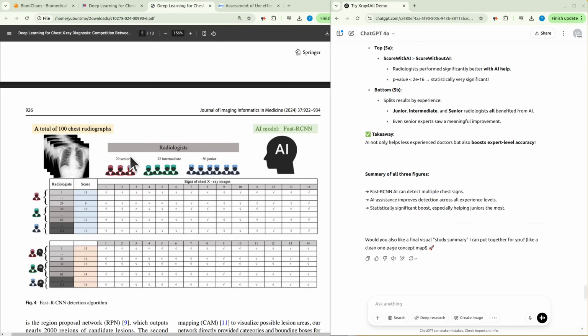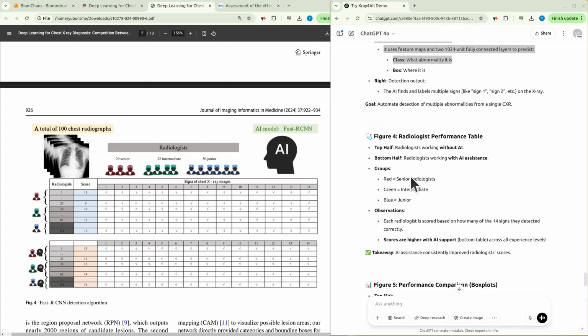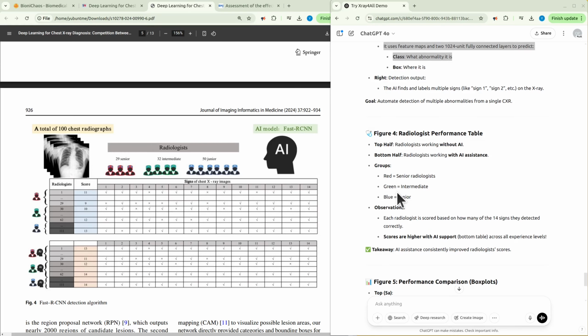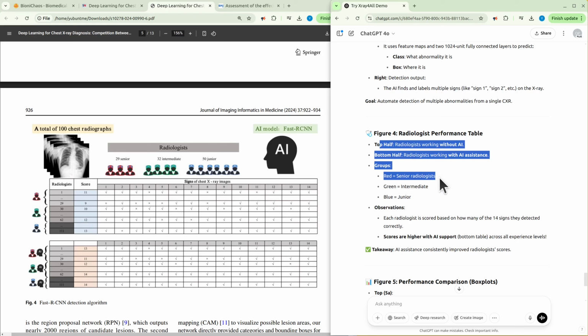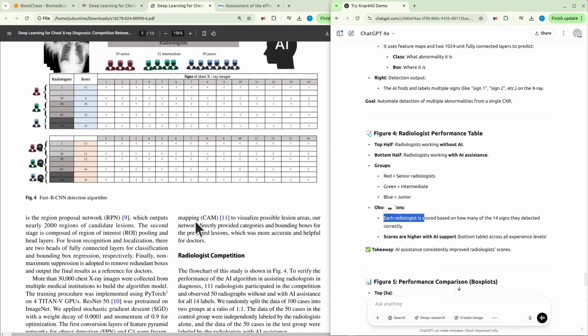Sure, let's dive into Figure 4. Big picture, Figure 4 is a radiologist performance comparison. Layout: the top section shows a table comparing radiologist performance without AI, and the bottom section shows the performance with AI assistance. Radiologist groups: senior, red icons; intermediate, green icons; junior. Scoring system: each radiologist is given a score based on how many of the 14 signs they correctly identified.